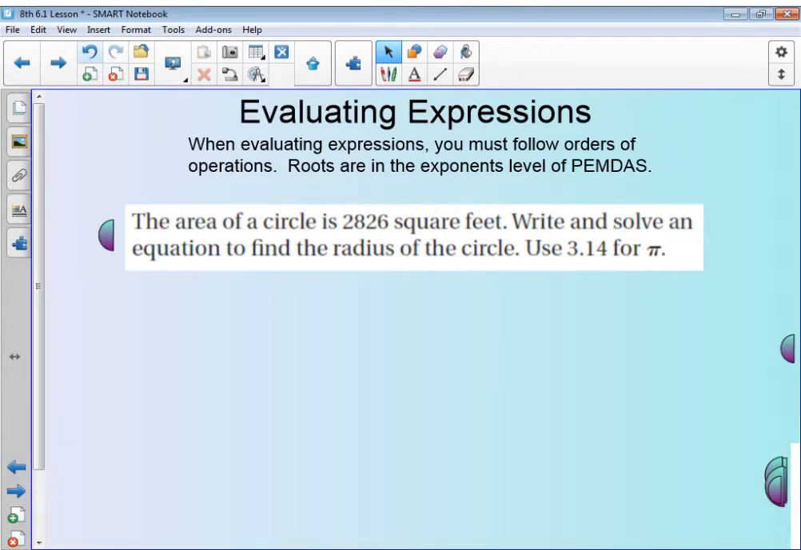Okay, so the area of the circle is 2,826 square feet. Write and solve an equation to solve for the radius of the circle. We're going to use 3.14 for pi. We need to jump back to stuff that we learned back in 6th grade and 7th grade, and that would be, how do we find the area of a circle? Pi r squared sounds like area to me. So area of a circle equals pi times radius squared.